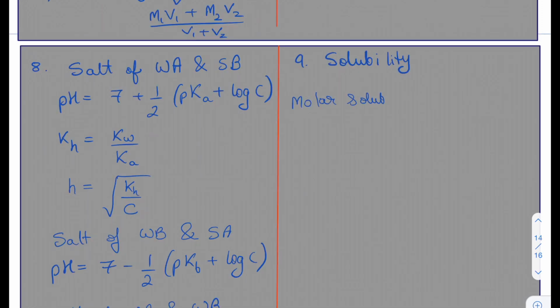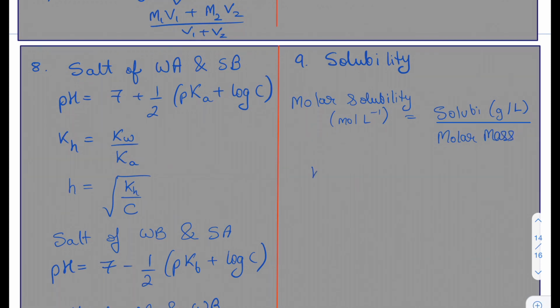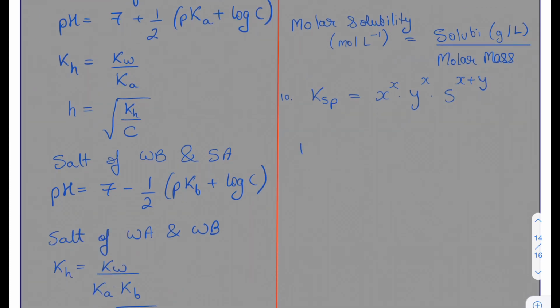Molar solubility, which is in moles per liter, can be calculated as solubility in grams per liter divided by molar mass. Ksp formula: x raised to x, y raised to y into s raised to x plus y. Just to show an application of this, we'll take a 1:2 salt. PbCl2 solid is in equilibrium with Pb2 plus aqueous plus 2Cl minus.